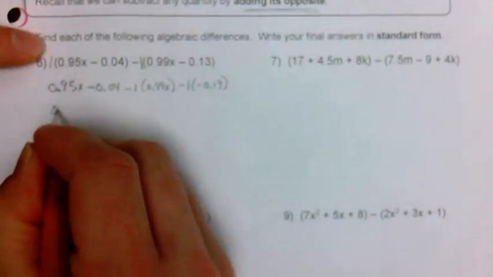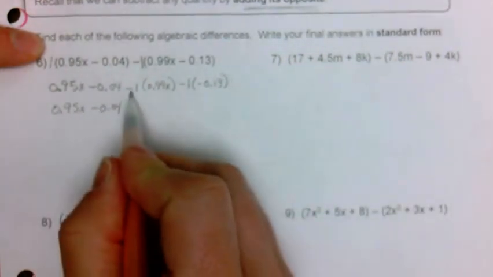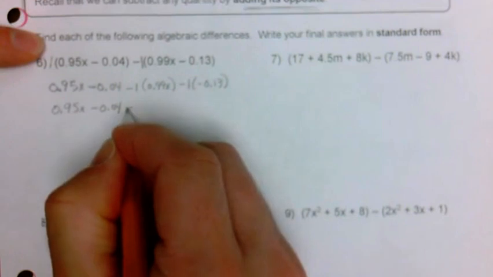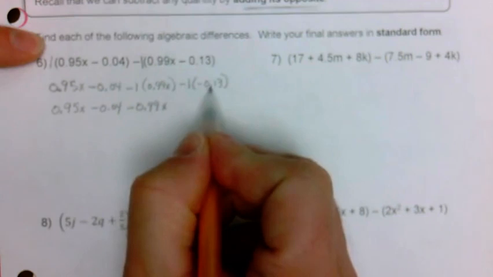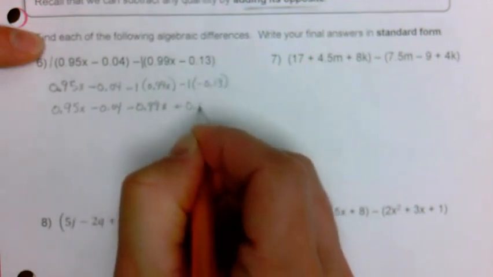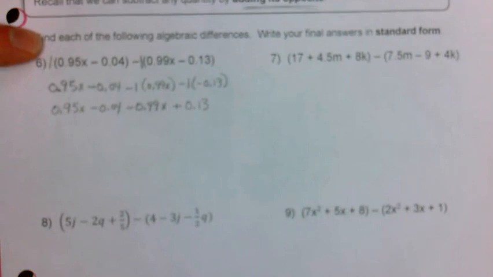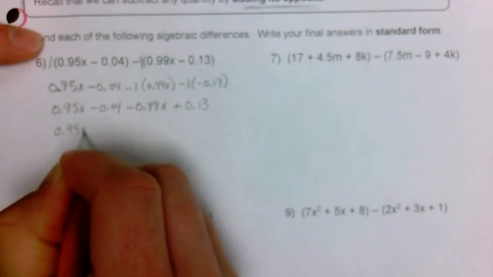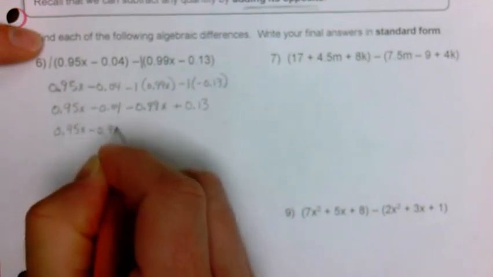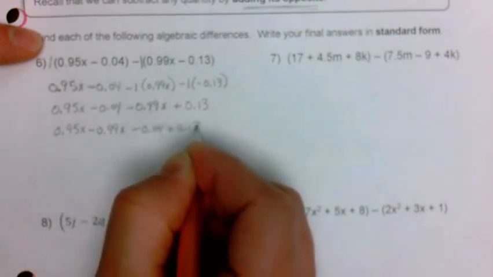So I'm still going to have 95 hundredths x minus 4 hundredths. And now if I do negative 1 times 99 hundredths x, that's going to be negative 99 hundredths x. And negative 1 times negative 13 hundredths is positive 13/100. Okay, so the signs of my second two terms have changed since I multiplied by a -1. Now use your commutative property. We'll have 95/100x minus 99/100x minus 4/100 plus 13/100.